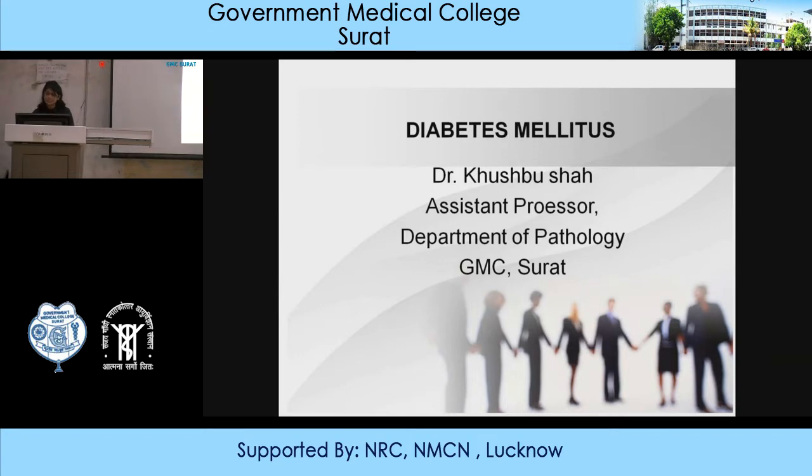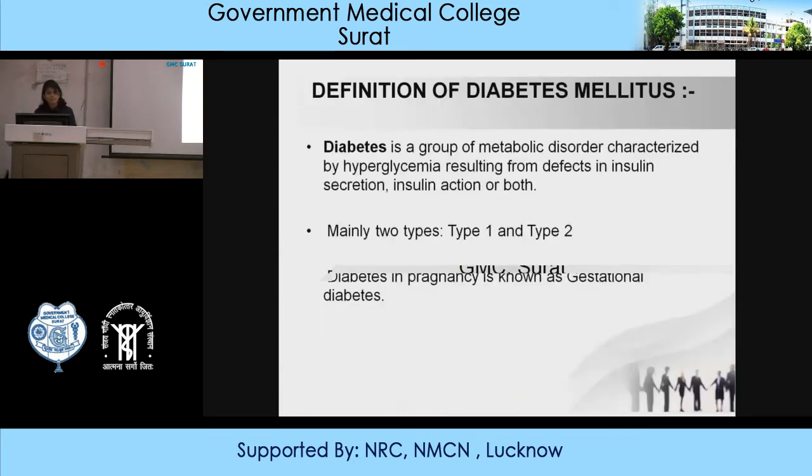Okay, so let's begin with today's topic, that is practical approach with diabetes mellitus. And first of all, let's see some basic details about this disease. So what is the definition of diabetes mellitus? It is a group of metabolic disorder. In PSM, you will also learn that it is also termed as non-communicable disease, which is characterized by hyperglycemia, that is increased blood glucose level, which is resulting from defects in insulin secretion, insulin action, or both.